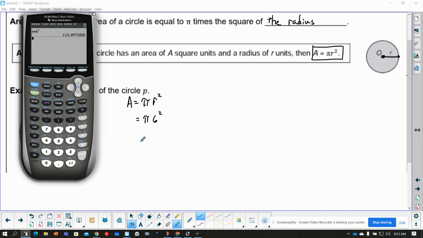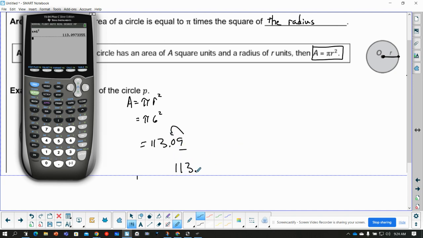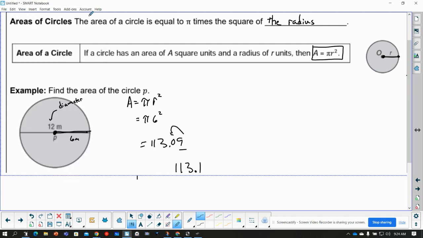Okay, and so we get 113.09. And if we're rounding to the nearest tenth, which is what I'm used to doing, that 9 tells me that that 0 needs to go up to a 1. So 113.1, and it would be, let's see, what was my units in this problem? Meters. So since it's area, meters squared. So 113.1 meters squared is the area of this circle.